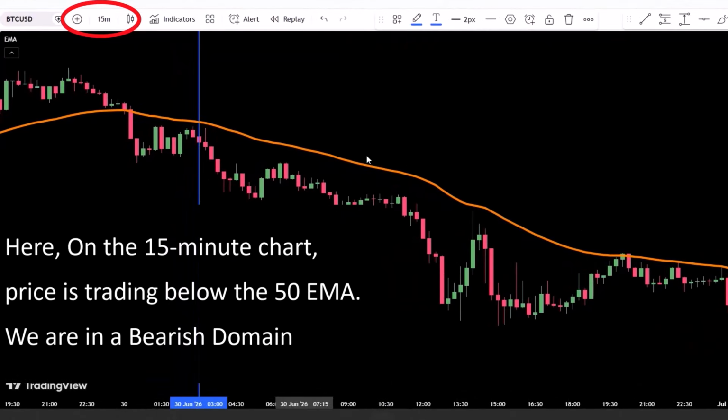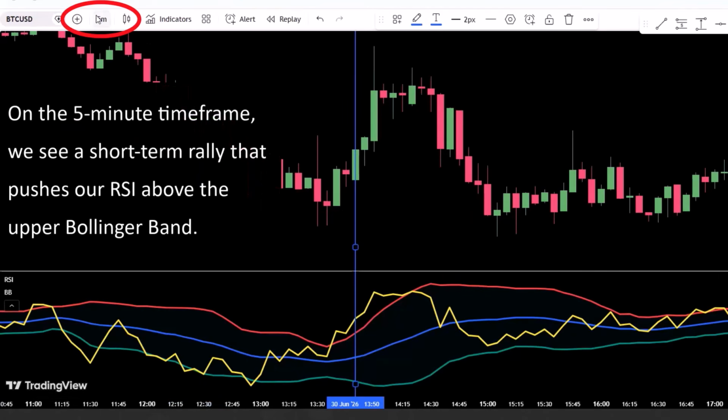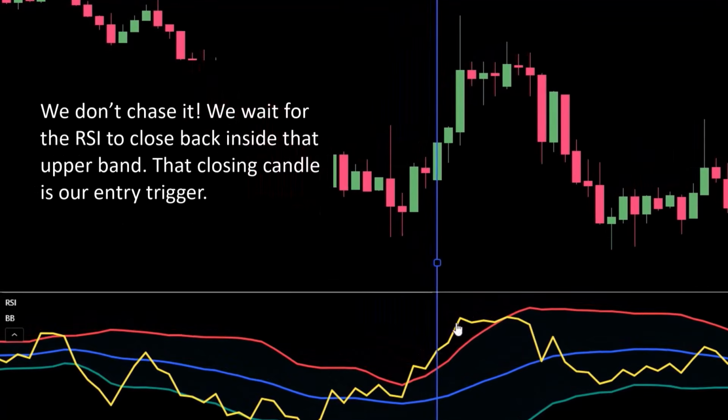Here on the 15-minute chart, price is trading below the 50 EMA. We are in a bearish domain. So what do we look for? Exactly, only short positions. On the 5-minute time frame, we see a short-term rally that pushes our RSI above the upper Bollinger Band. We don't chase it. We wait for the RSI to close back inside that upper band. That closing candle is our entry trigger.